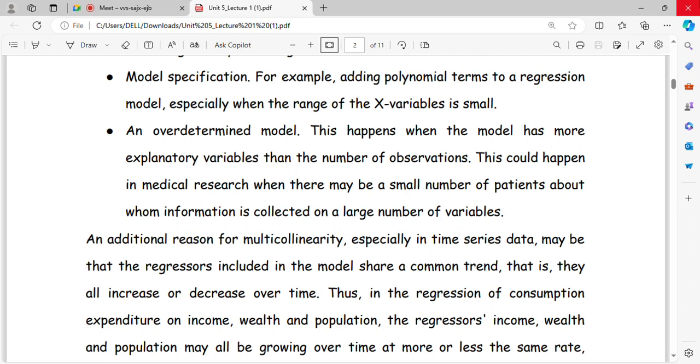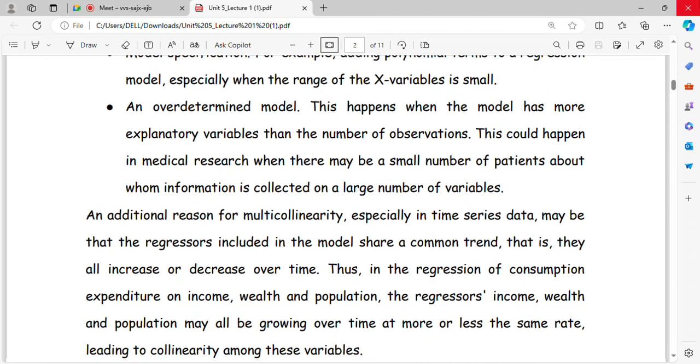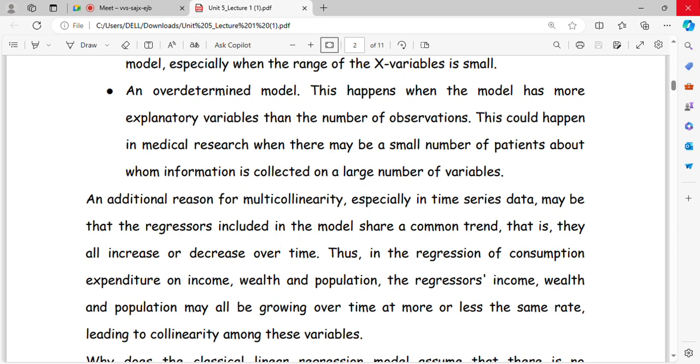Thus in the regression of, for example, consumption expenditure on income, wealth and population, the regressors income, wealth and population may all be growing over time. Income, wealth, population সবগুলোই একসাথে বাড়তে পারে at more or less the same rate, that can lead to a collinearity among these variables.